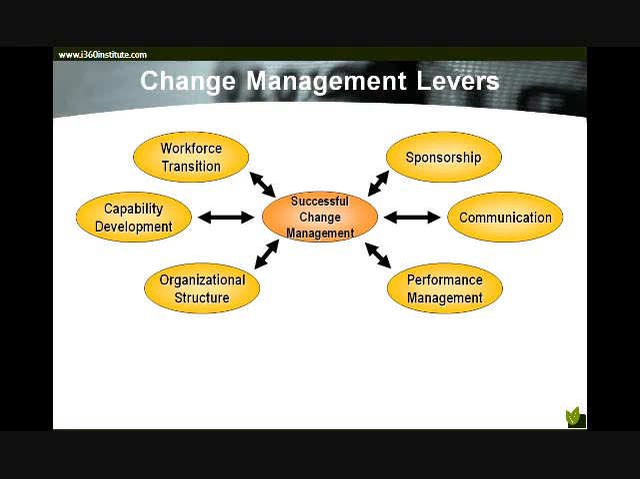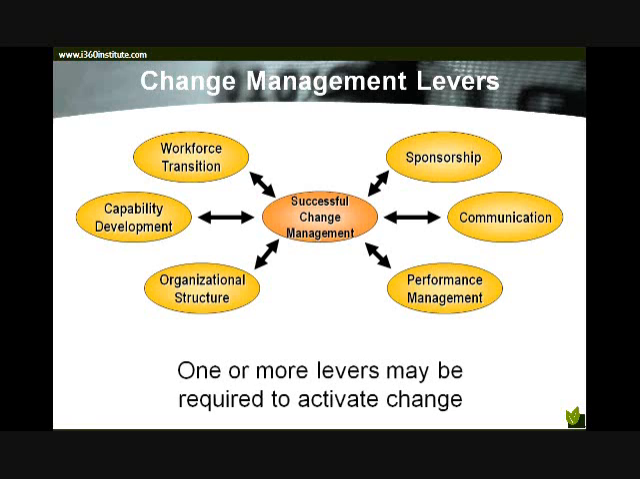So these are the six levers. Take a mental picture, if you will, of this slide, and understand that we're going to just talk at a very high level about each one of these six levers: sponsorship, communication, performance management, organizational structure, capability development, and workforce transition. All six, in one degree or another, will be identified and activities will be accomplished by thoughtful change agents looking to minimize the amount of transition time that is taking up when the change event actually does occur.